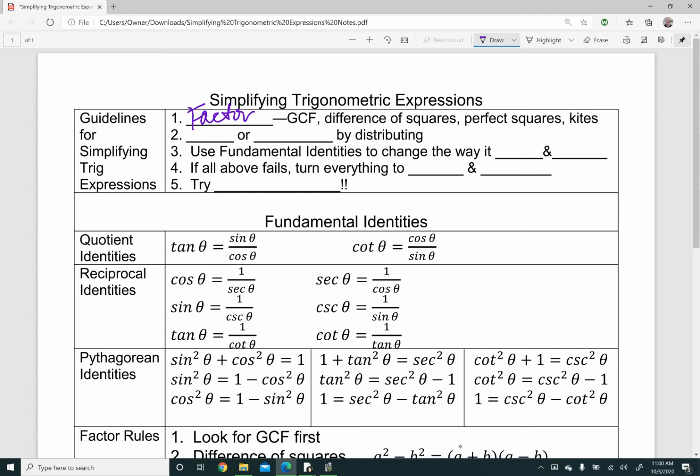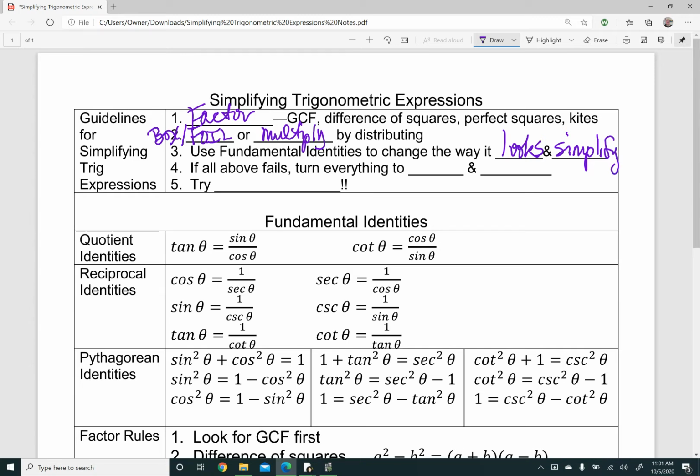We could multiply with FOIL, which is also the box. Or multiply by distributing. We can use the fundamental identities to change the way it looks and simplify it.